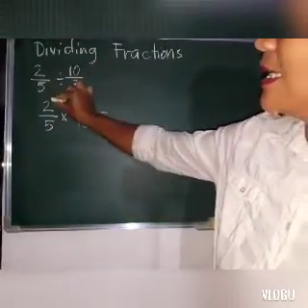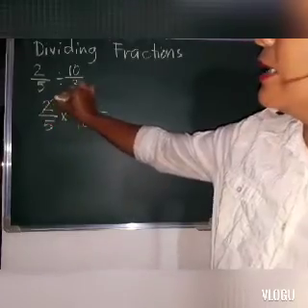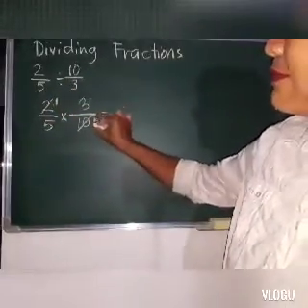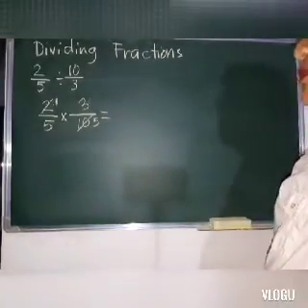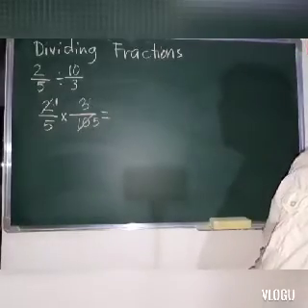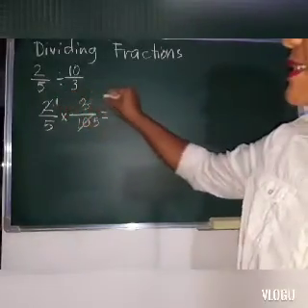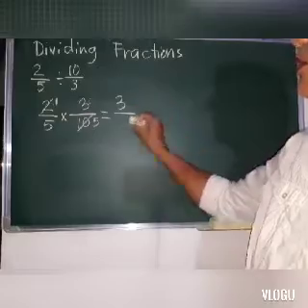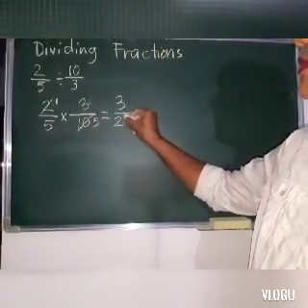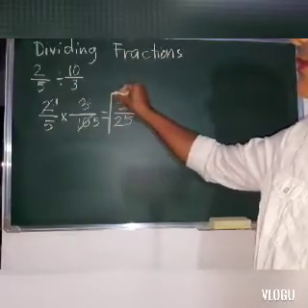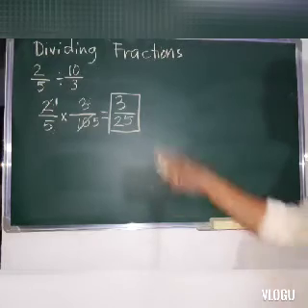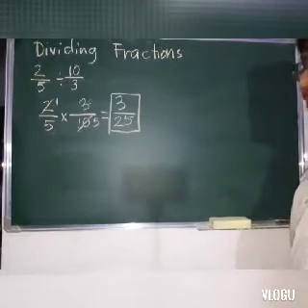So, i-cancel natin. 2 divided by 2 ay 1. 10 divided by 2 ay 5. So, pareho silang divisible by 2. Ang susunod ay i-multiply na natin numerator to numerator. So, 1 times 3 ay 3 all over 5 times 5 is 25. So, the answer for 2/5 divided by 10 over 3 is 3 all over 25.